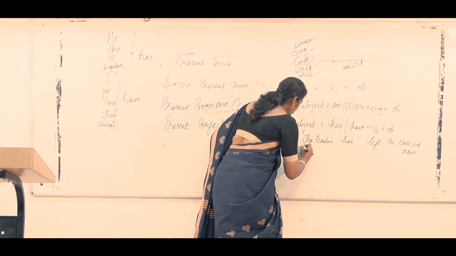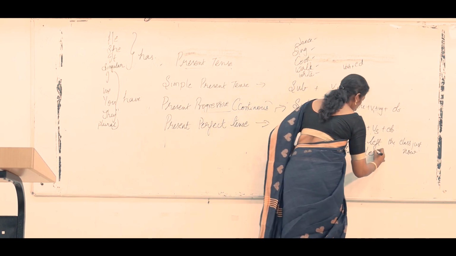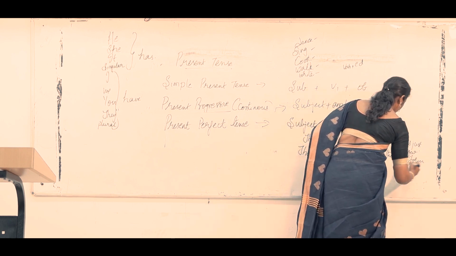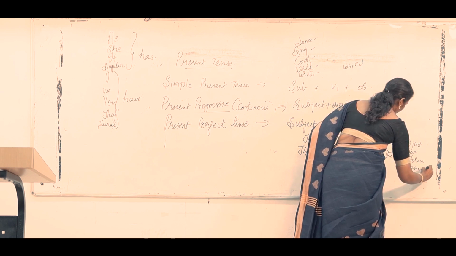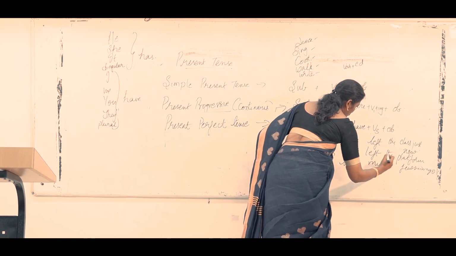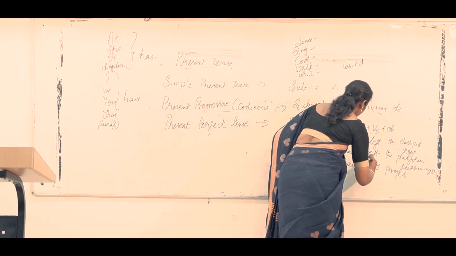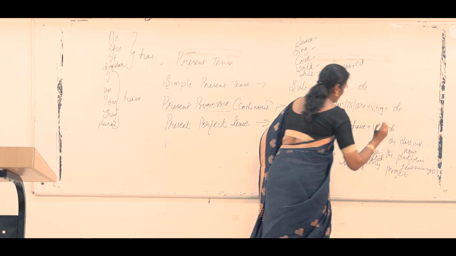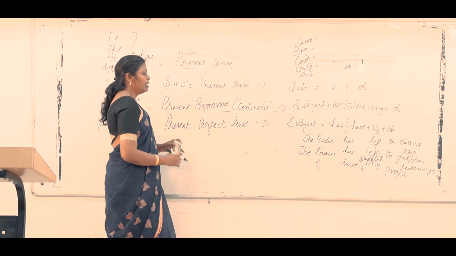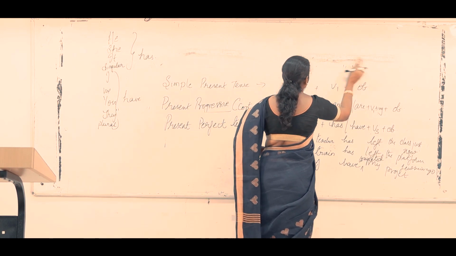Or when we say, the train has left the station or the platform few minutes ago. Or I have completed my project. So, I have completed my project. Okay, the action completed at the time of speaking is present perfect tense. The very important thing is present perfect progressive.